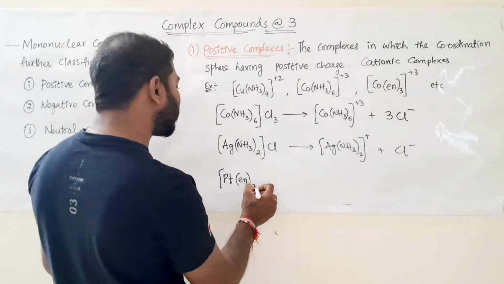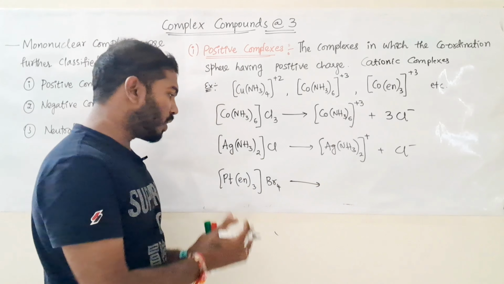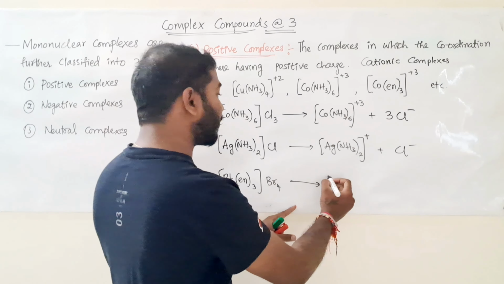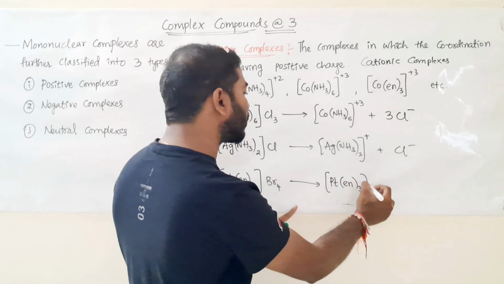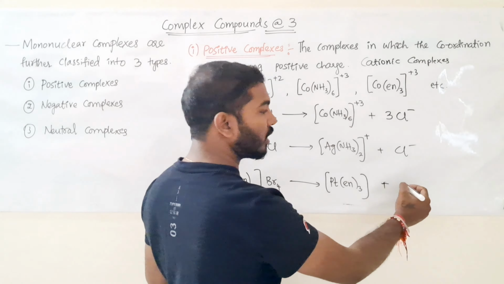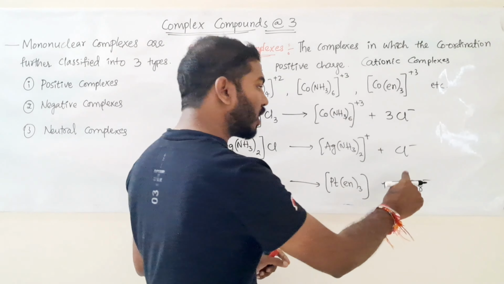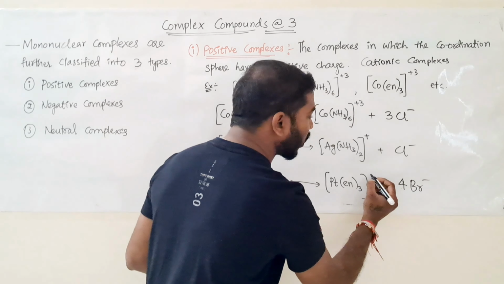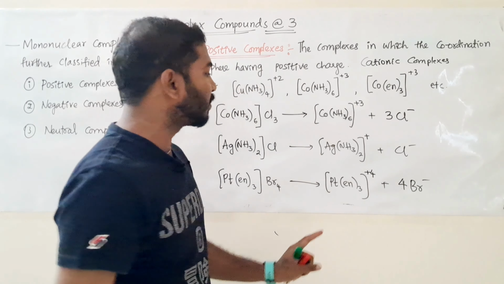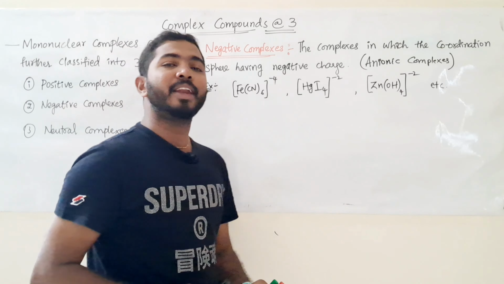[Pt(en)3]Br4. Now if you dissociate this, what type of ions are we going to get? [Pt(en)3] taken thrice, and then we have 4 bromines, so we are going to get 4 bromide ions. The total negative charge is 4 into -1, that is -4. To balance that, this complex must have +4. Hope it is clear.